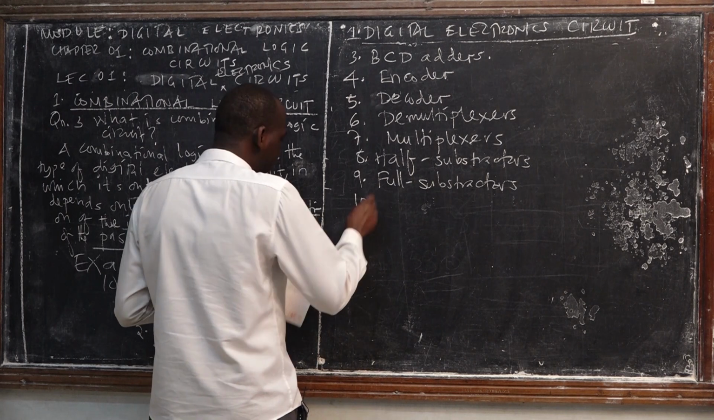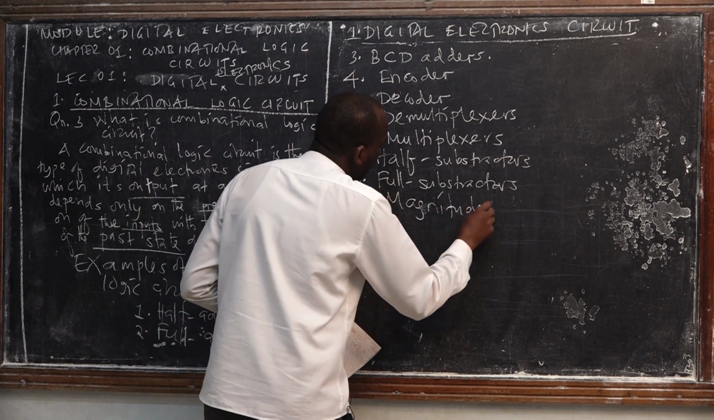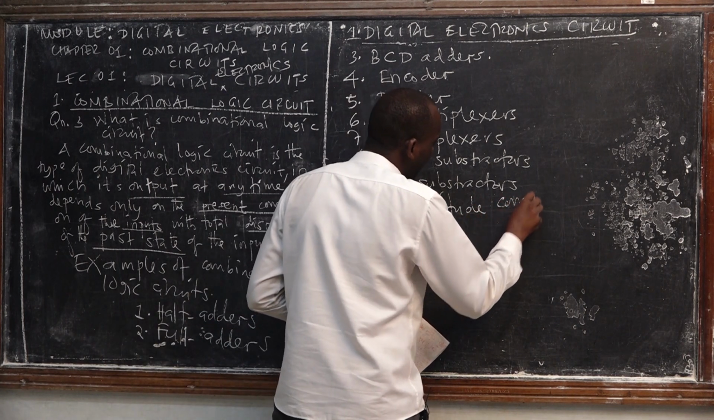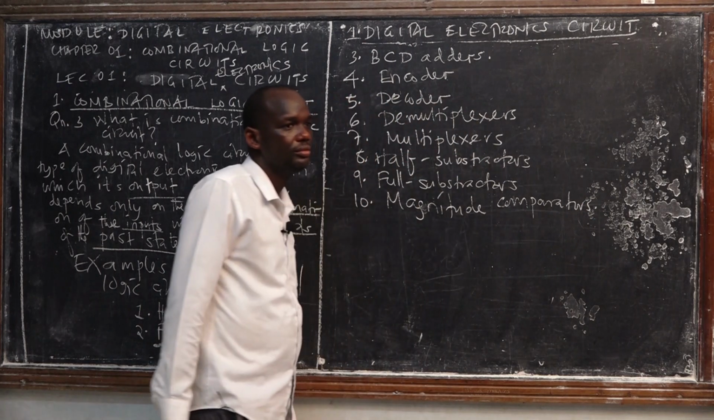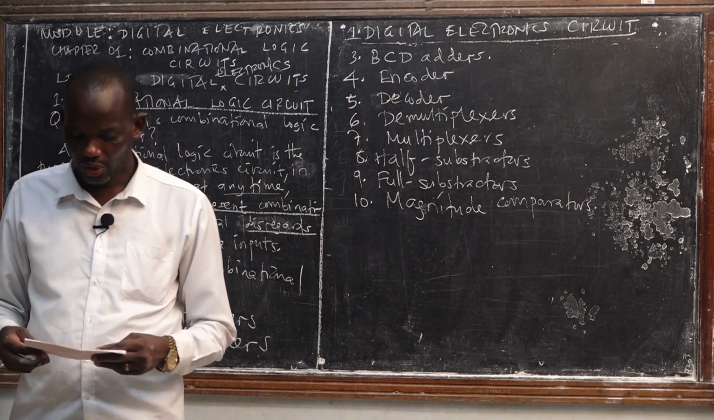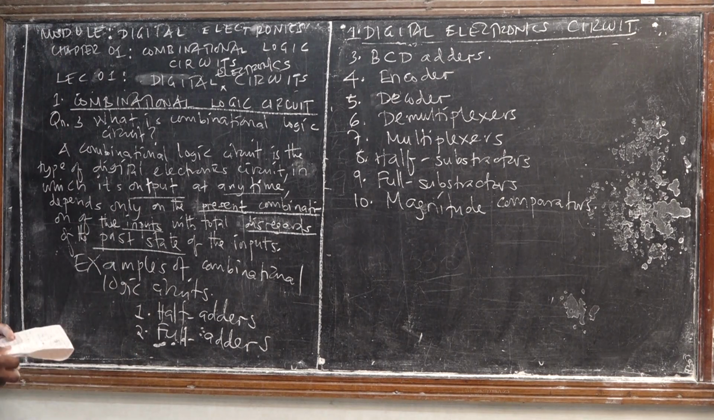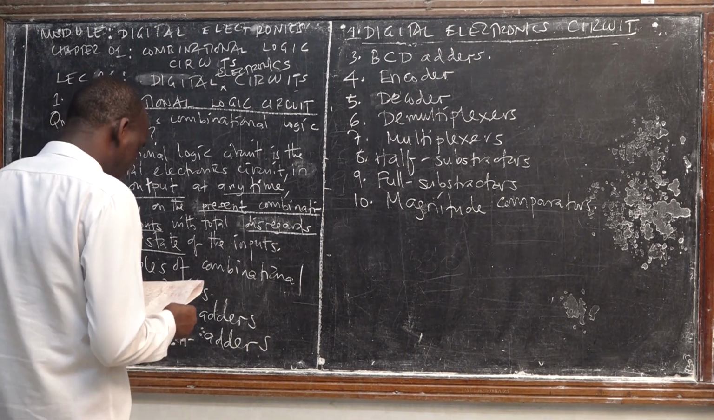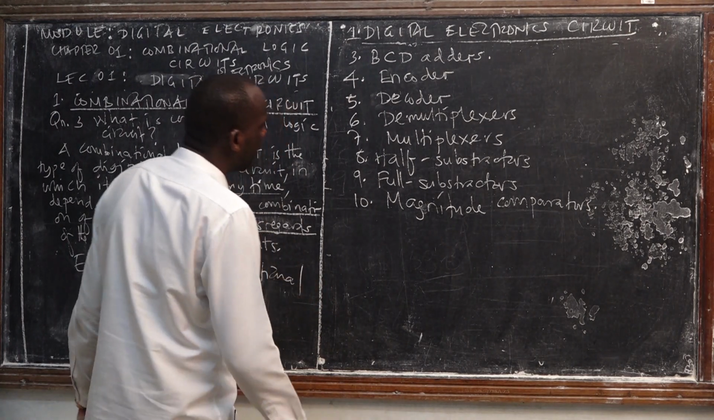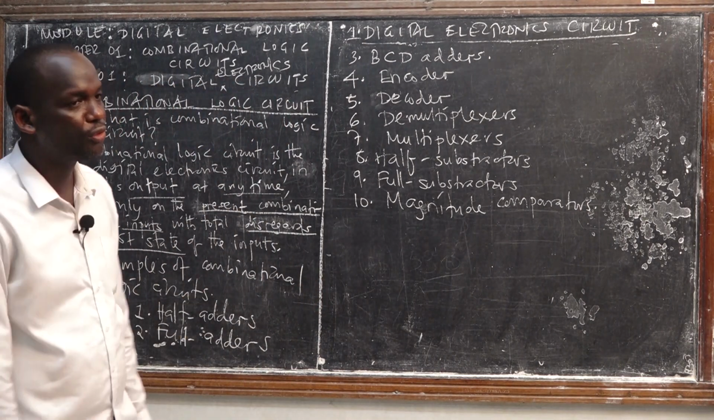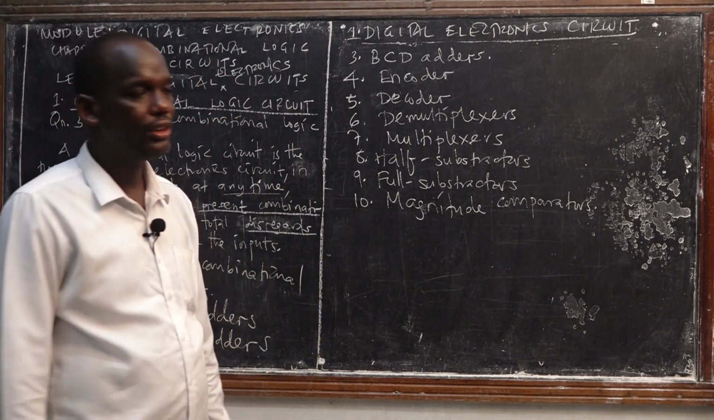Number 10 is called the magnitude comparators. Magnitude comparators. Say magnitude comparators. So these are the 10 examples of combinational logic circuits that we have in digital electronics.